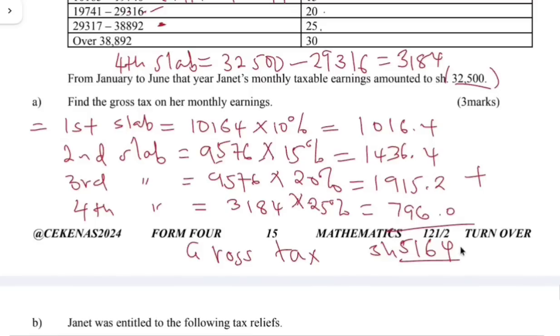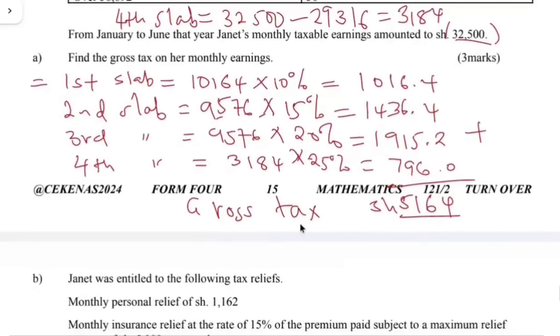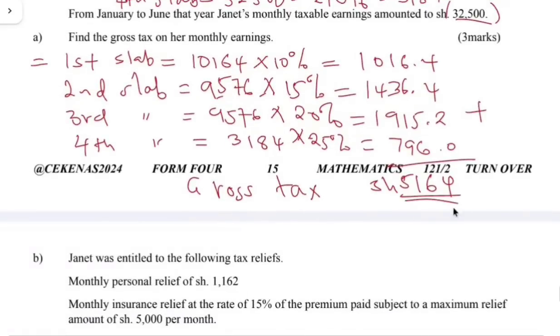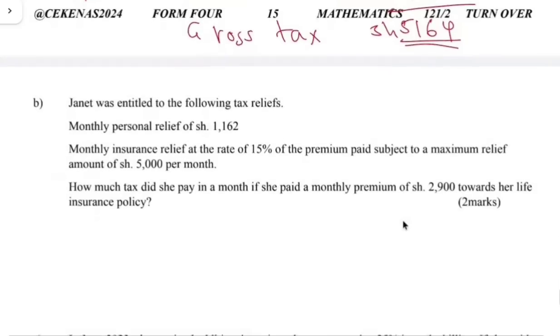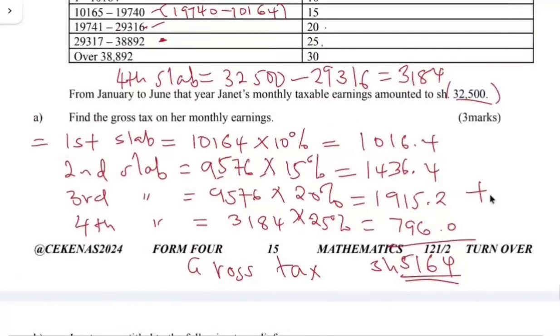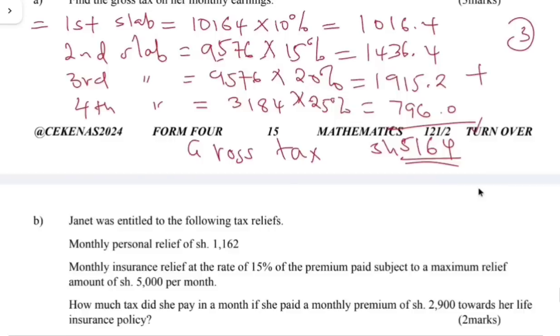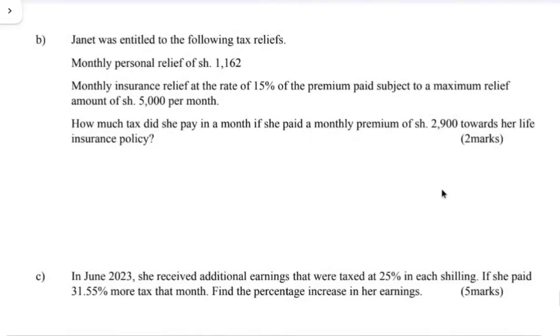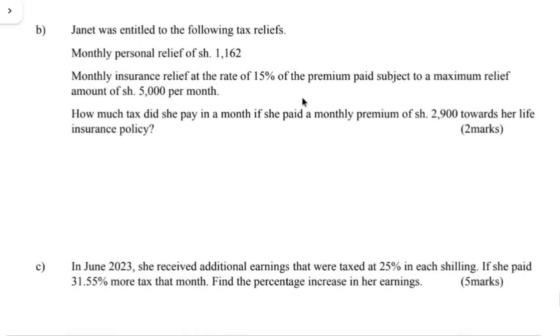So if you subtract with other reliefs, ndo itakuwa net tax, but the gross tax don't subtract with any other thing. So question B, Janet was entitled to the following tax reliefs: monthly personal relief of 1,162, monthly insurance relief at the rate of 15% of the premium paid, subject to a maximum relief amount of 5,000 shillings. Remember, should be subjected to this amount. How much tax did she pay in a month?